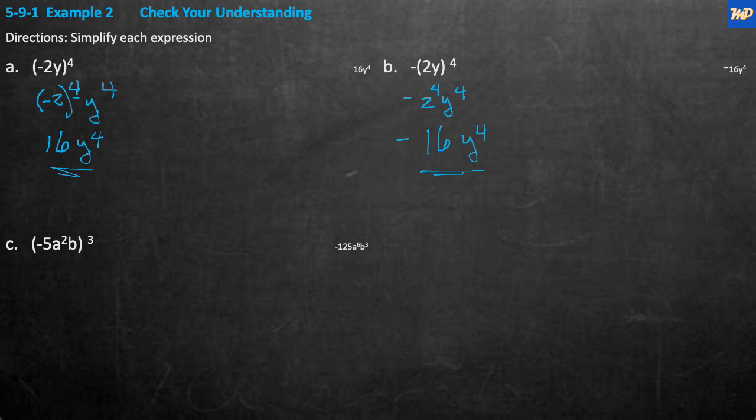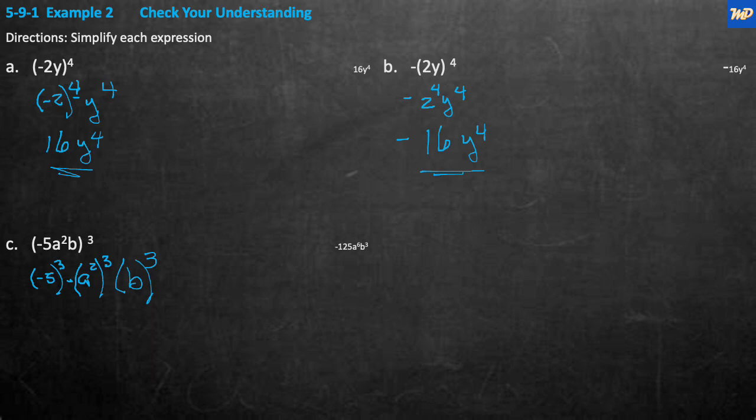C. The negative sign is inside the parentheses. So in this case, it's going to be raised to the 3rd power. Oh, there's one of them odd powers. Let's do this. So now we're going to take the parenthesis, negative 5. I'm just going to do it with the negative 5. Negative 5 to the 3rd power times a squared to the 3rd power times b to the 3rd power.